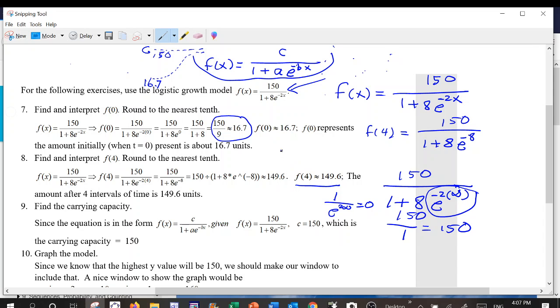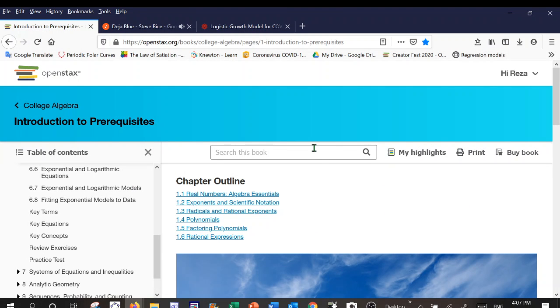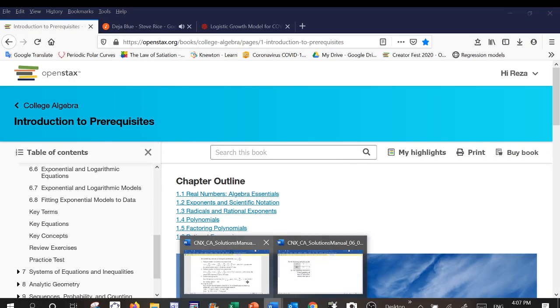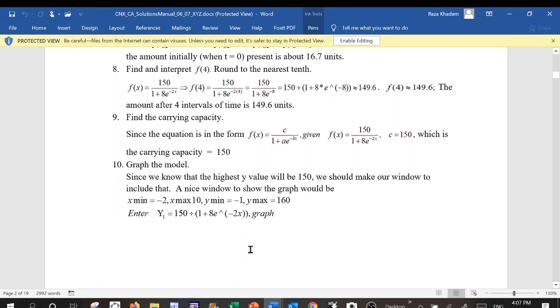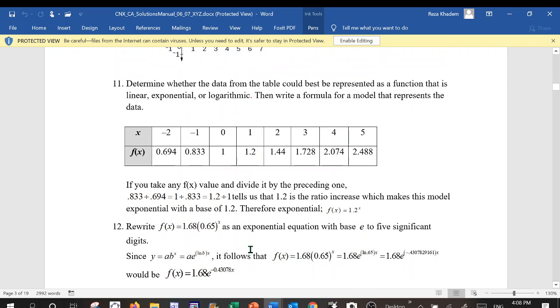Okay. All right, so that was that. So what I'm going to do is maybe do another one. So here in 11 and 12, in 11 it says determine whether the data from the table could best be represented as a function that is linear, exponential, or logarithmic. So let's do that.